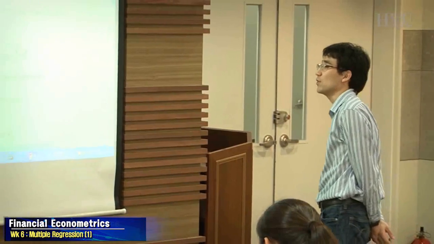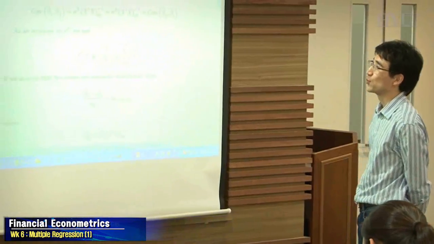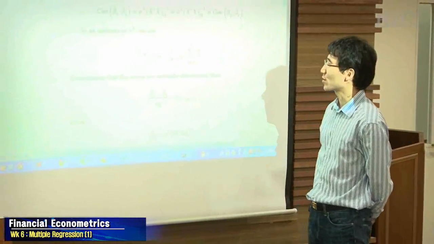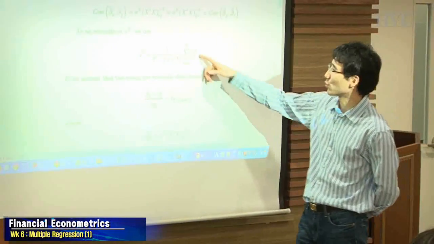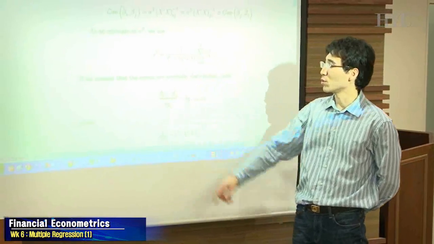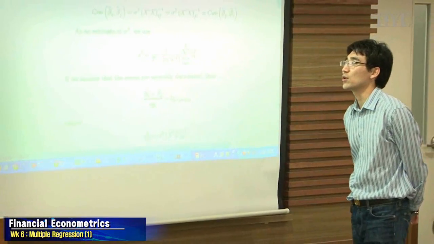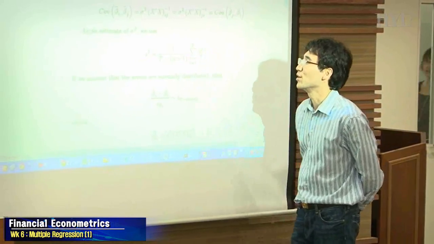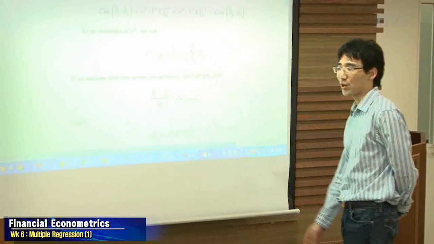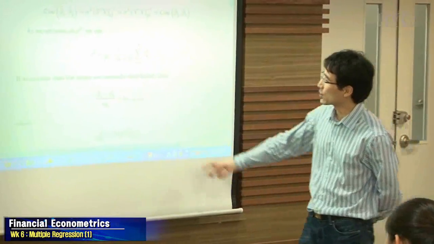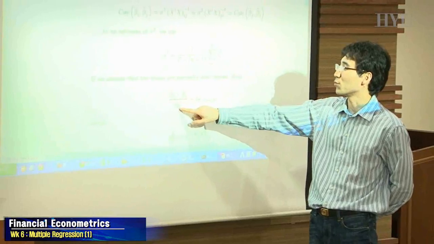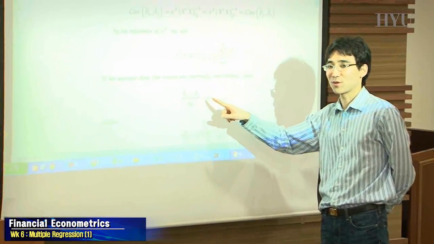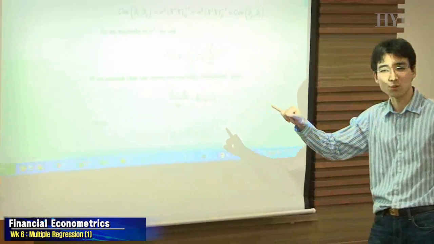In addition, if we assume that the errors are normally distributed, then the ratio between the two is, since this is normal distribution, its square is chi-square, and the sum of chi-square distributions is again a chi-square distribution. So the ratio between the two: this one is chi-square distribution, and this is normal distribution, right? So the ratio between the two is t distribution.